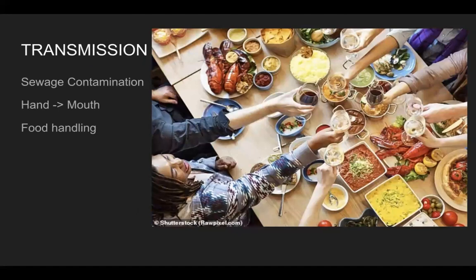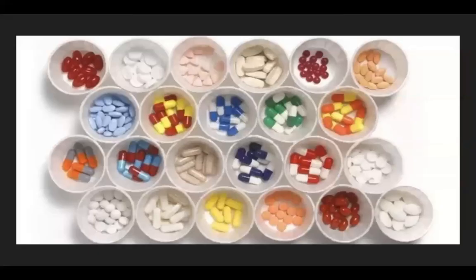Transmission of Shigella often happens with dirty water, hand-to-mouth situations, and often in food handling. These bacteria have rapidly acquired resistance to multiple antibiotics through horizontal gene transfer, including quinolone resistance.